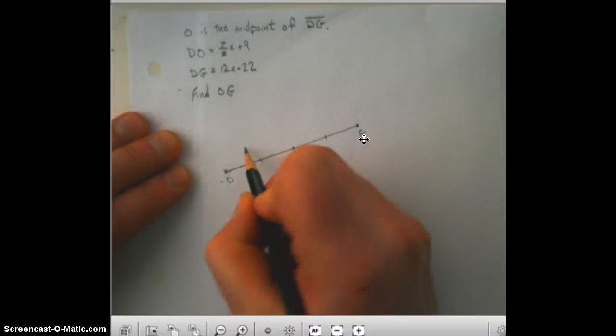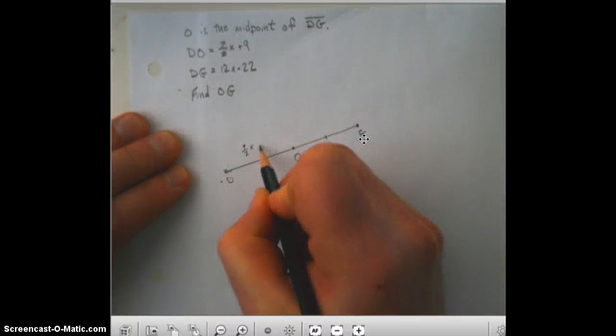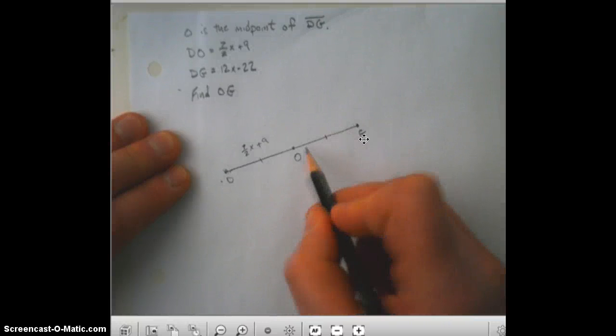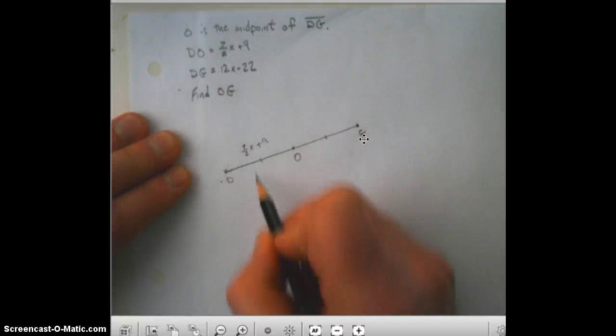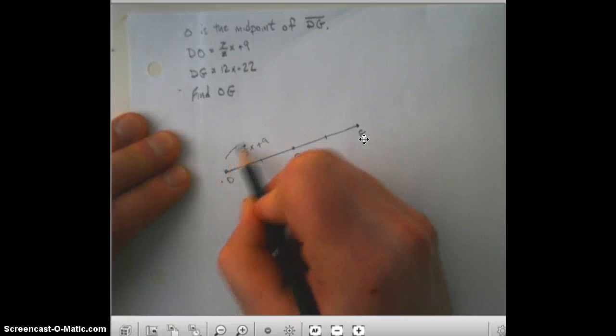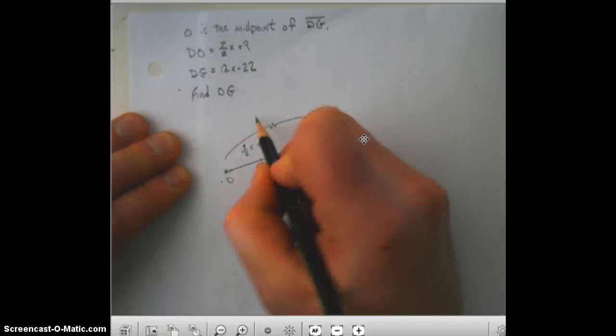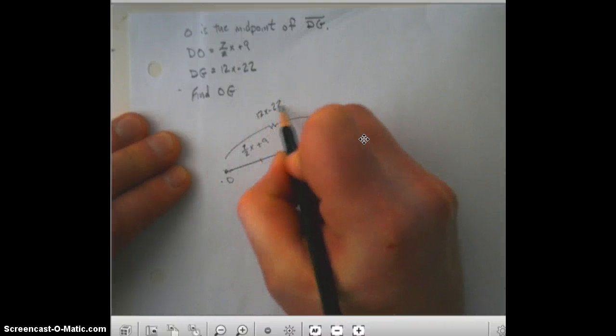Alright, so this time we know that DO has a value of 7/2 x plus 9, but they don't give us a value for OG. They do, however, give us a value for DG, which is the entire thing. So we're going to say DG is 12x minus 22.